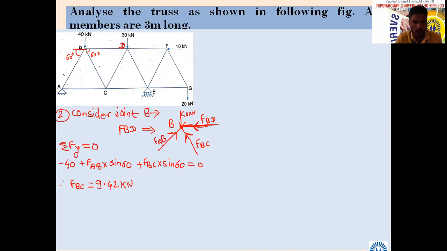9.42 kilonewton. How have we assumed it? We will see that later. It is coming positive, and we have assumed it compressive, so it is compressive. Now summation F what?